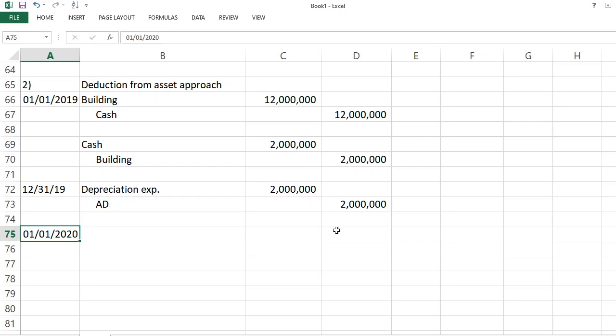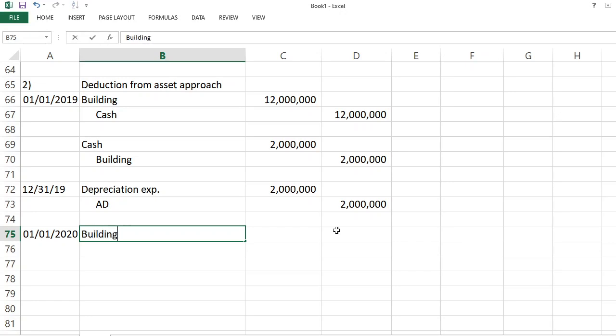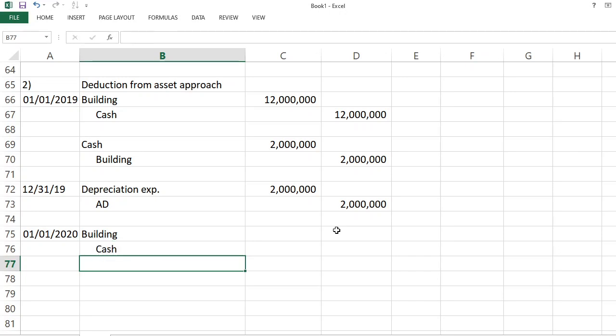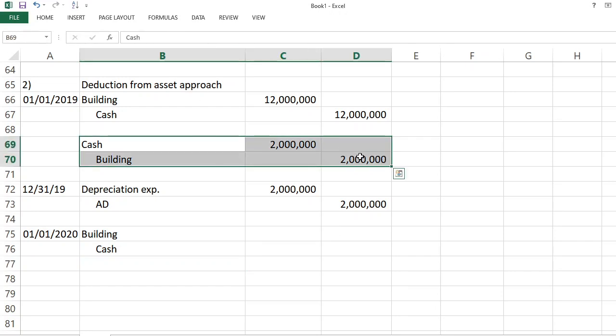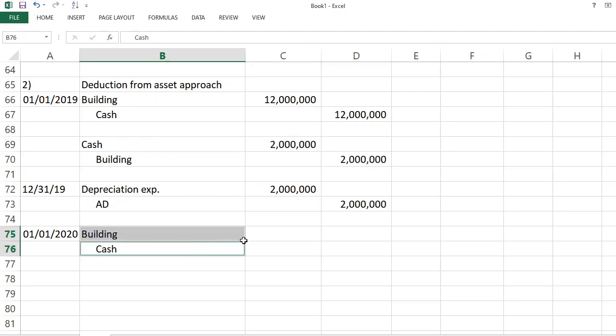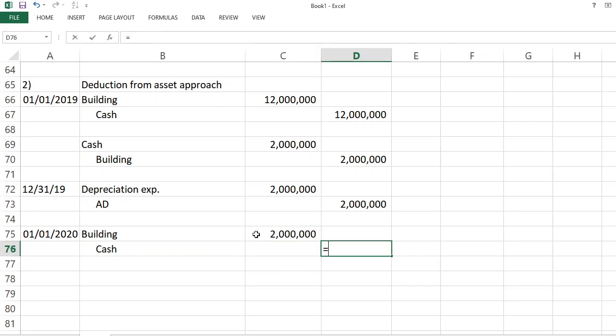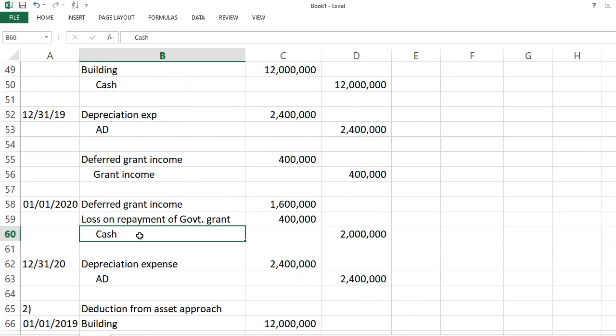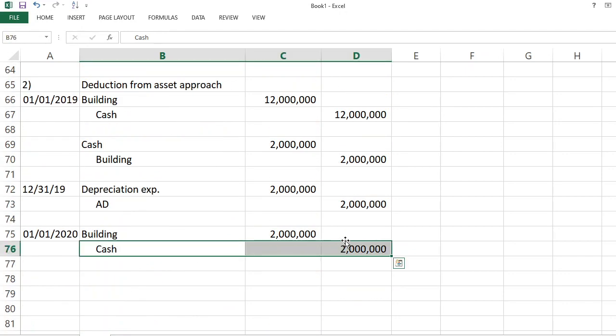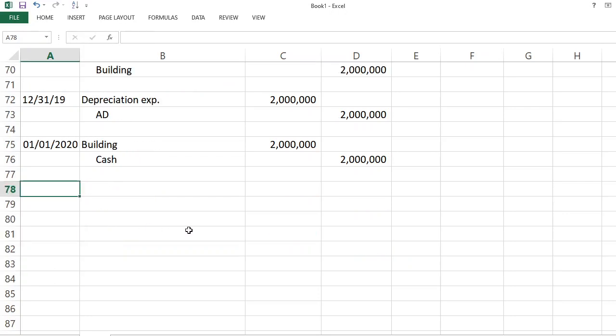Now, on 1/1/2020, since we became liable because we did not comply, the standards say that if you are using the deduction from asset approach, you reverse your record in the first place. This is what we journalized in relation to the grant. We just reverse it. So instead of debit cash, credit building, the reverse is debit building, credit cash in the same amount, 2 million. Credit cash, 2 million, as repayment of the grant. So that is our entry on the day of repayment.